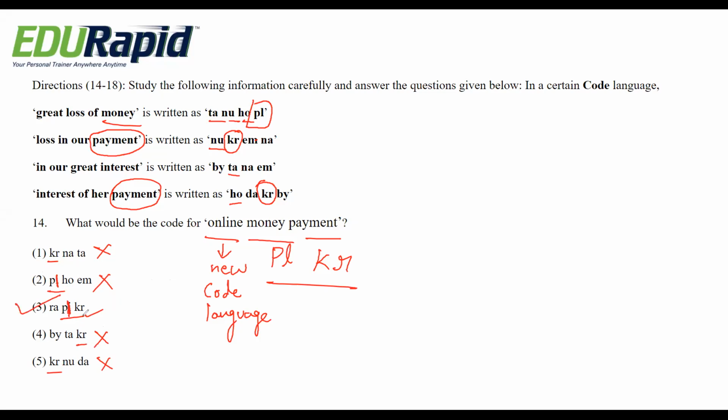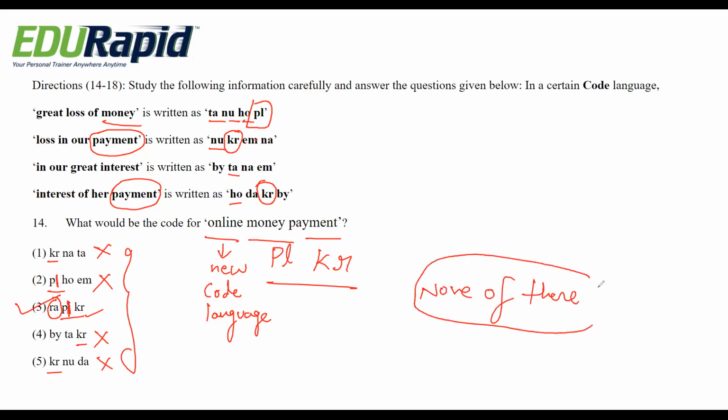So here you can blindly tick option 3. No need to check whether RA is a new code language, because PL and KR are both not present together in any of the given options, that is option 1, 2, 4 and 5. So we can easily take the chance and choose option 3 as the right answer.